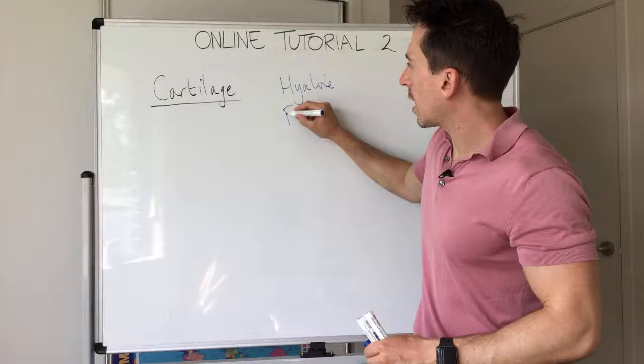All right. When we have a look at hyaline cartilage, this is the most abundant. Hyaline cartilage you're going to find at articulating surfaces. So for example, like I said, when a bone comes in contact with another bone, this is where we have hyaline cartilage.